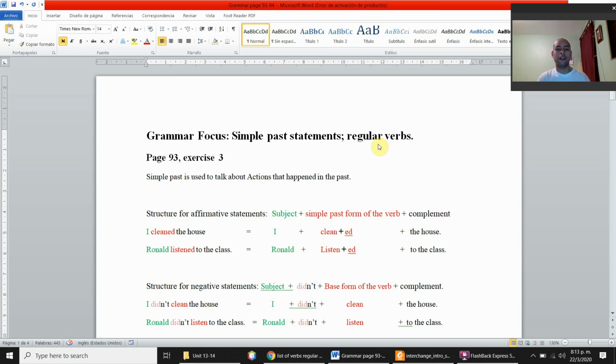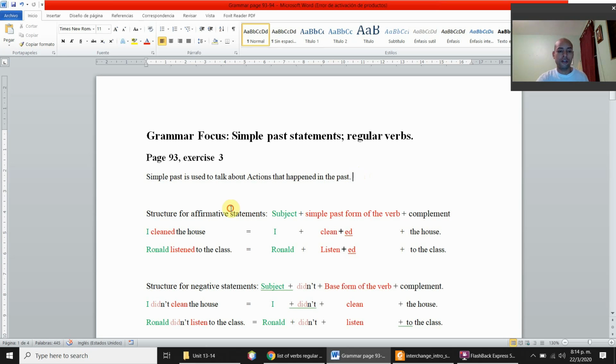Alright, so now that you have the book, we're gonna take a look at the grammar. The grammar is simple past. Simple past is used to talk about actions that happen in the past. So something that happened yesterday, something that happened earlier today, something that happened an hour ago, 1 minute ago, 1 second ago, a year ago, a century ago even. So something that happened in the past.